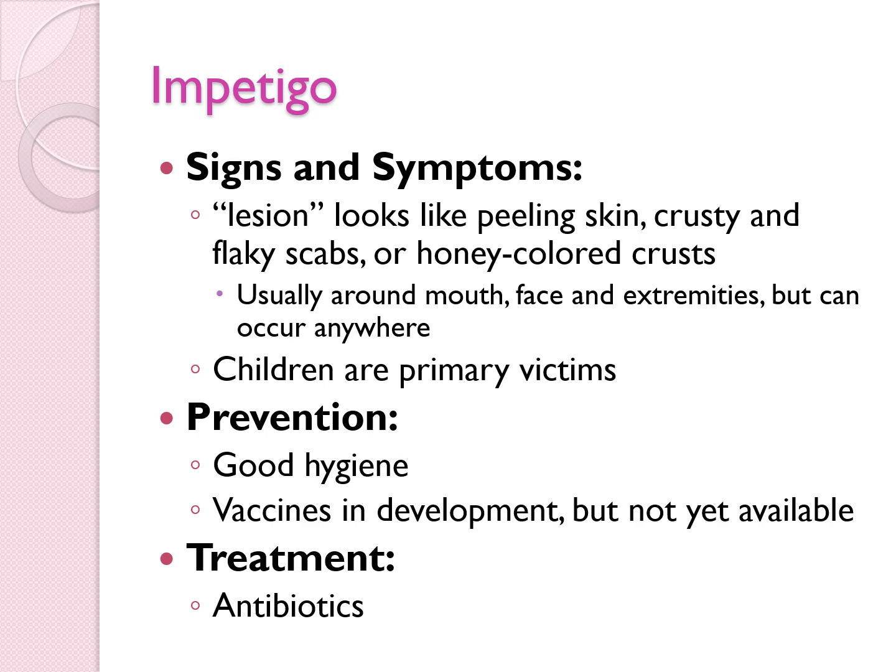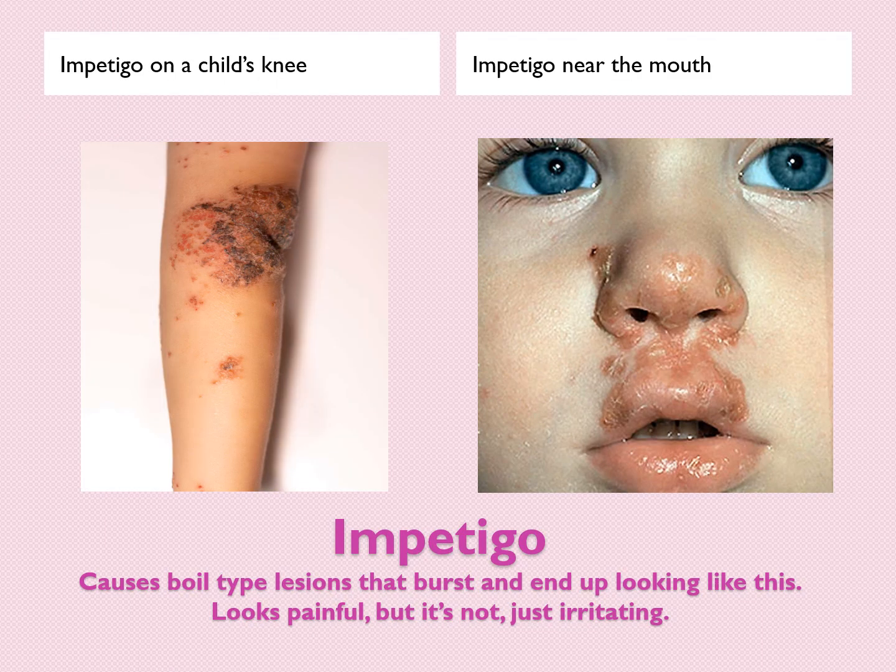There are vaccines being worked on, however, they are not available. And then the treatment itself is going to be antibiotics because we are talking about a bacteria. Okay, so let's talk about the picture on the right first. So this is impetigo near the mouth and nose of a child. We've got those honey-colored crusts causing that scabbing as well.